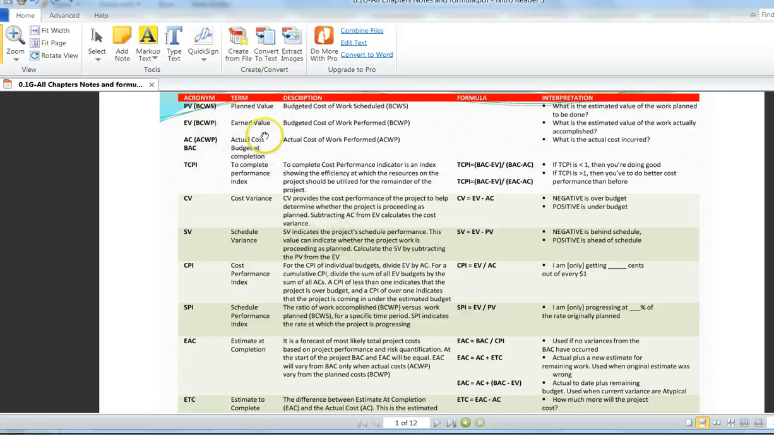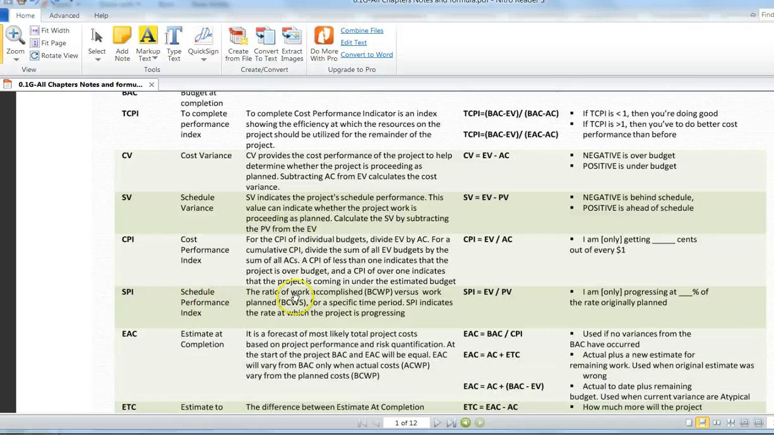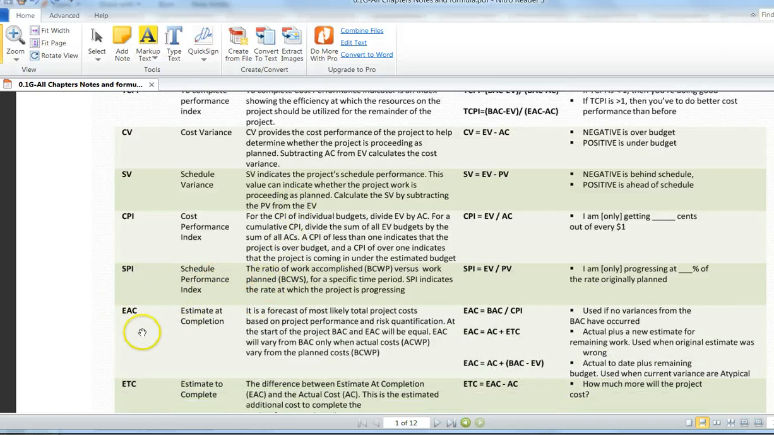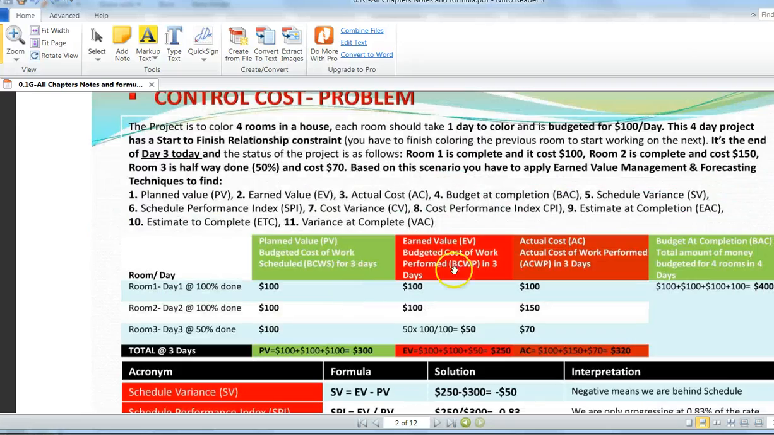So these are all the formulas you might have to use. Planned value, earned value, to complete performance index, cost variance, schedule variance, cost performance index, schedule performance index, estimate at completion, this is the earned value, estimate to complete, and variance at completion. So you'll be having to work with all these mathematical formulas and calculate the different variances.